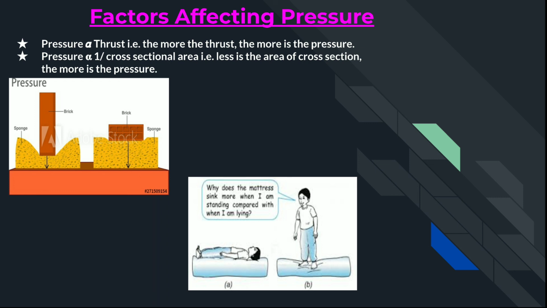In the first case, the bricks kept in a longitudinal position one after the other apply more thrust on the sponge and therefore there will be more pressure. So these are the factors which affect the pressure.